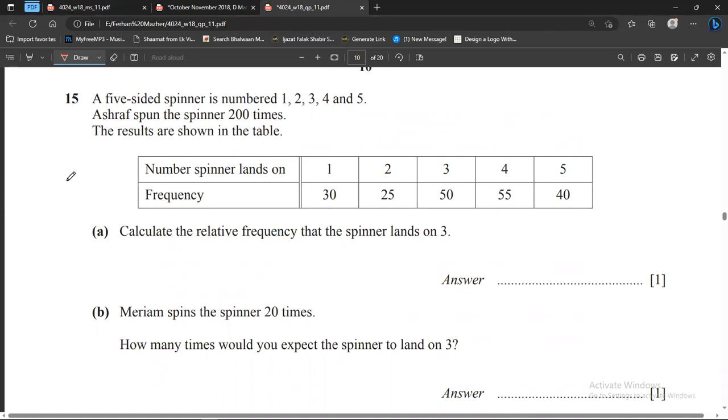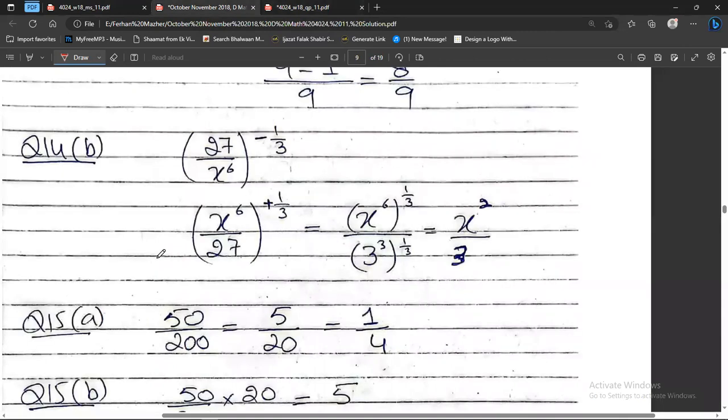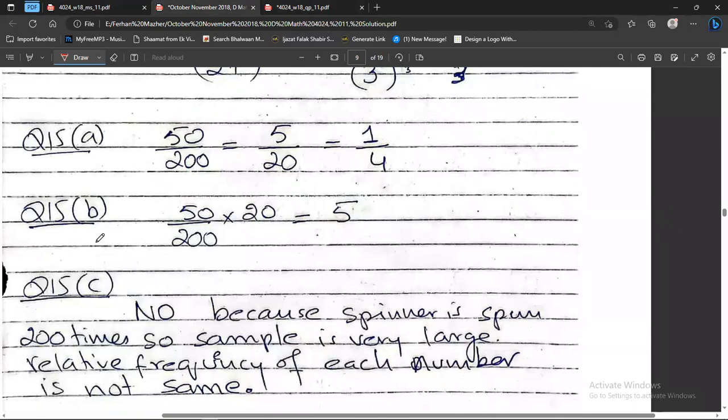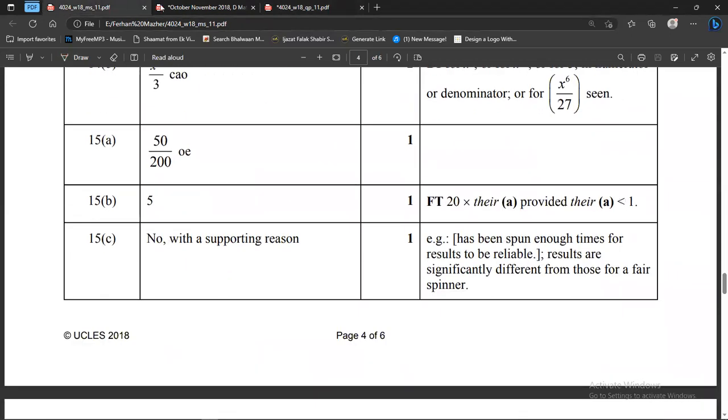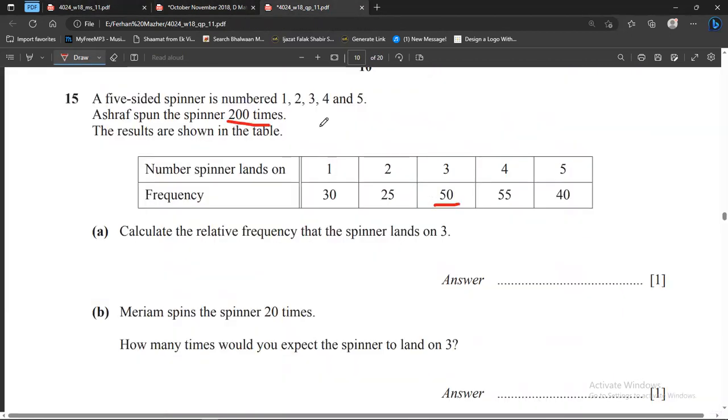So the relative frequency will be 50 divided by 200. So my relative frequency will be 50 by 200. That will be 5 by 20, and that will be 1 by 4. 1 by 4, 50 by 200 is the answer. So our answer is right.